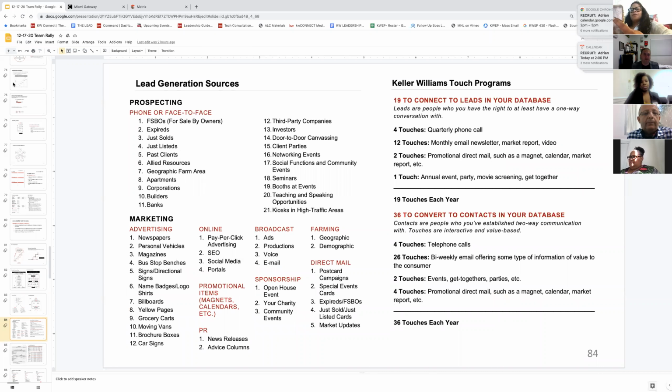This is good. So this is in the Millionaire Real Estate Agent book. There's nothing new about this. This is the lead generation model. This is all the ways that you could generate business.